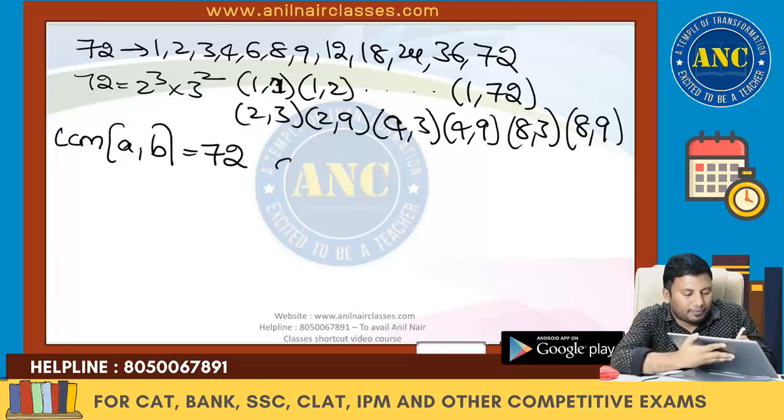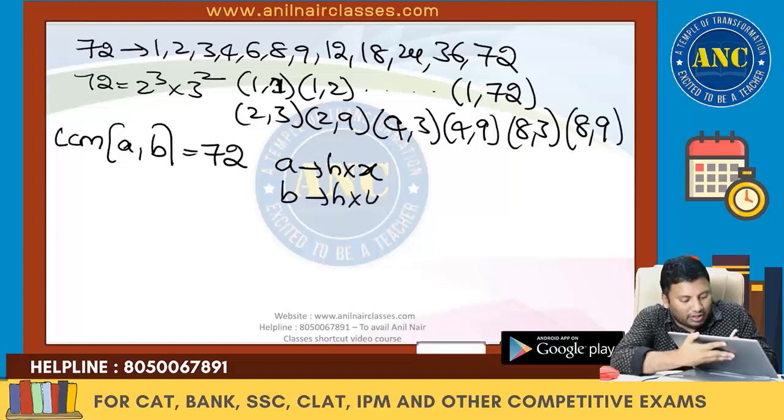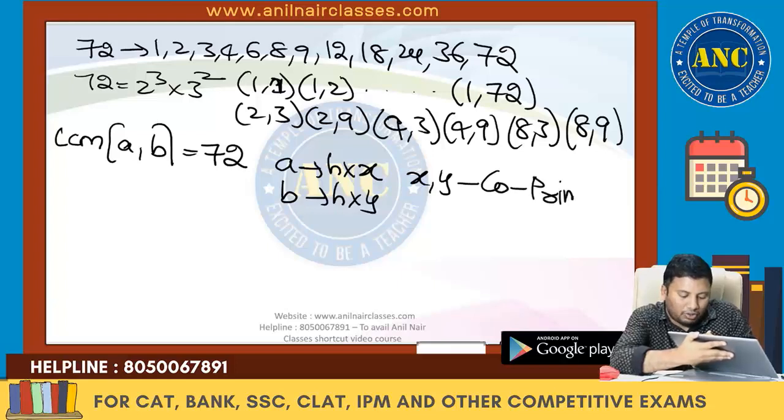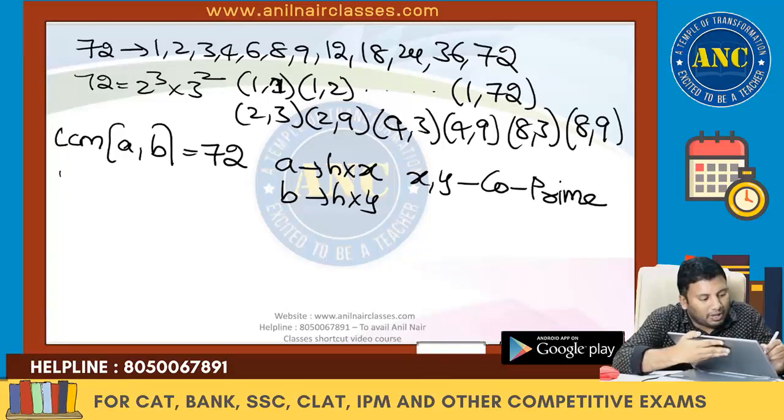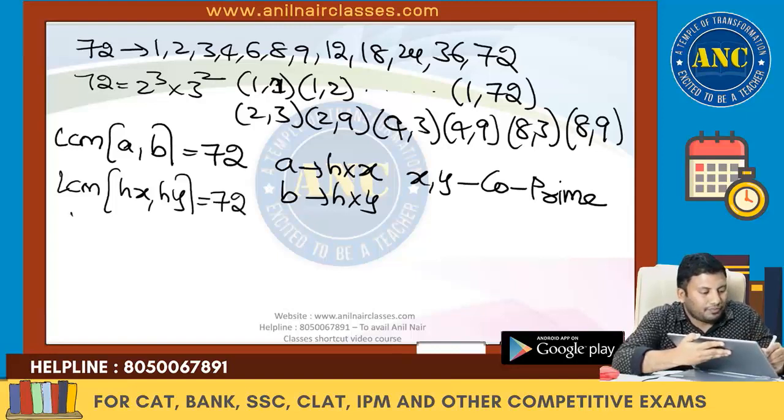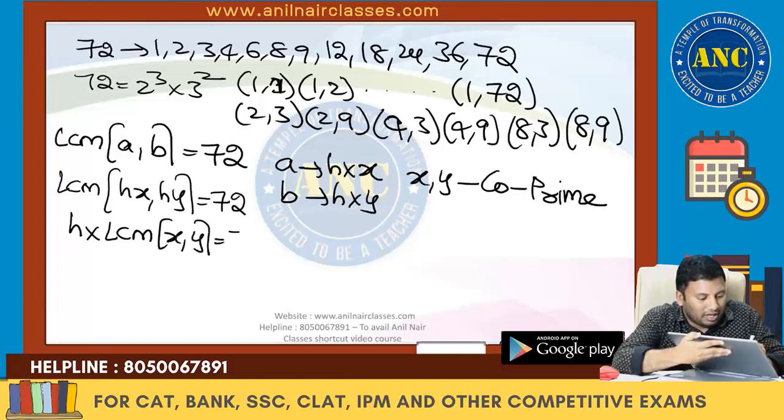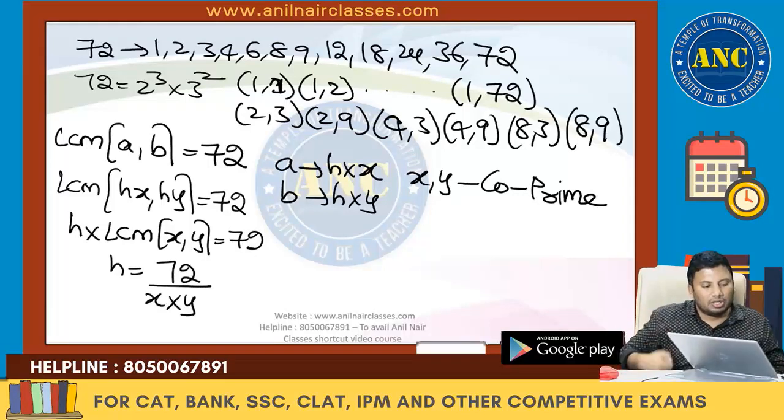The question is LCM of A comma B is 72. Listen carefully. A is H into X, B is H into Y. What are X and Y? X and Y are coprime to each other. LCM of Hx comma Hy equals 72, so H into LCM of X comma Y equals 72. H is nothing but 72 by X into Y. Am I right?